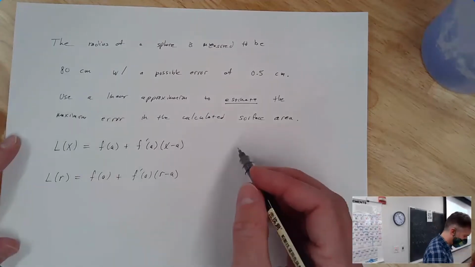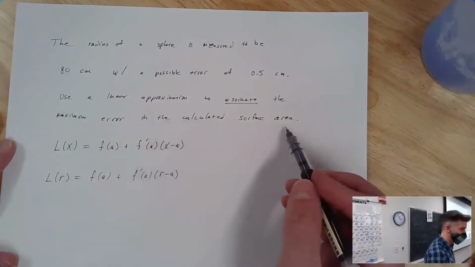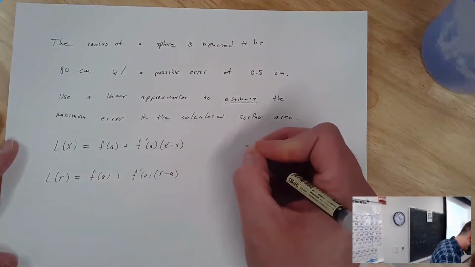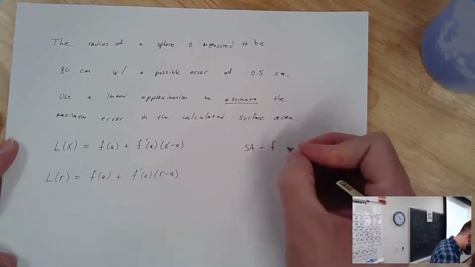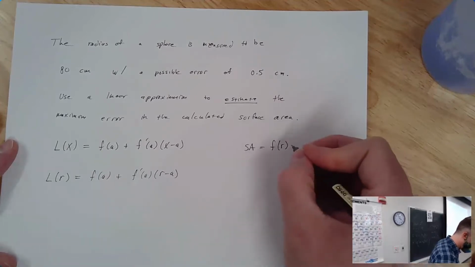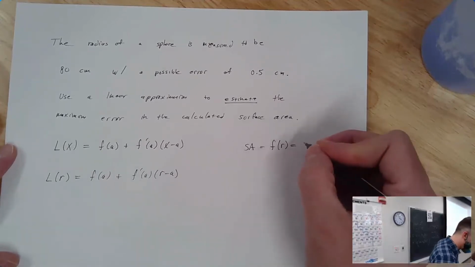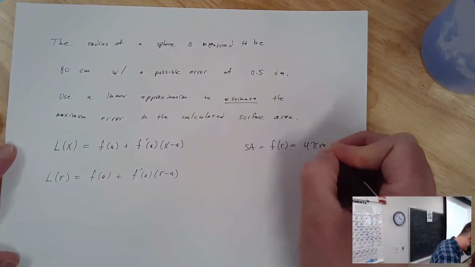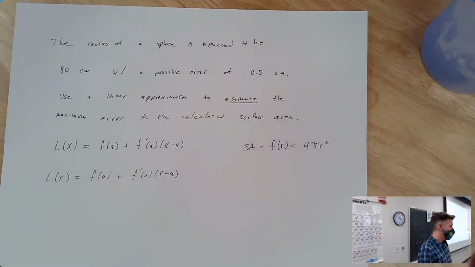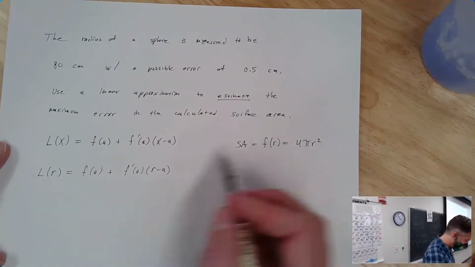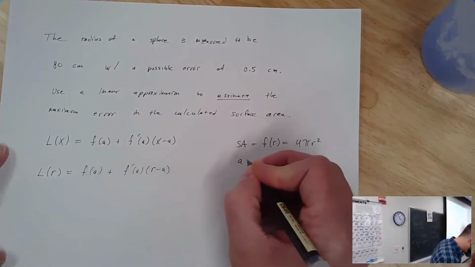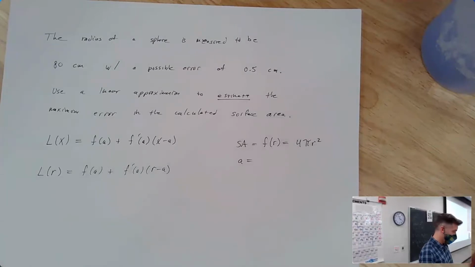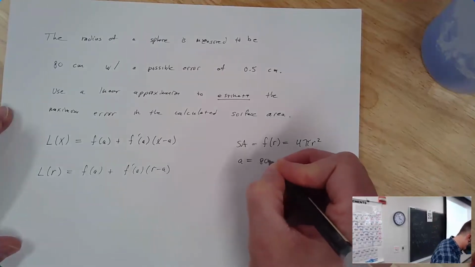So what we're going to do here is say, well, I'm trying to calculate the surface area. So my surface area equation, which I would normally write as surface area, I'm going to say is my function f as a function of the radius r. Surface area of a sphere is 4 pi r squared. That is a formula you probably need to be aware of. So that's going to be my function. And then my a value is the nice value they gave us: 80 centimeters.